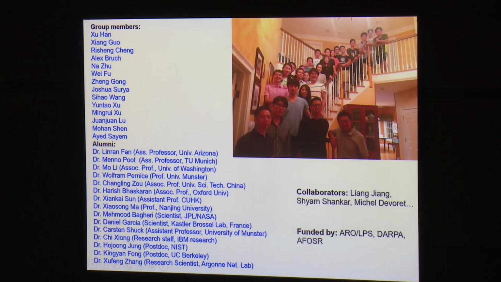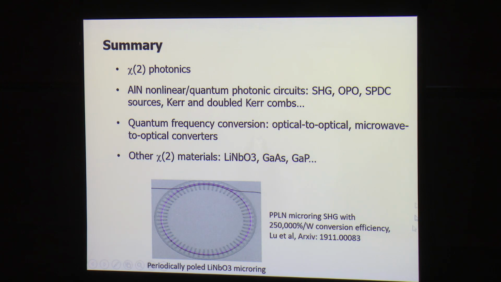We also have a more recent result with lithium niobate. You can see that it's a periodically poled ring resonator. And these devices have even better performance than the aluminum nitride. At this point, we have a challenge to stabilize this device because the material has a photorefractive effect at room temperature and also at low temperature.